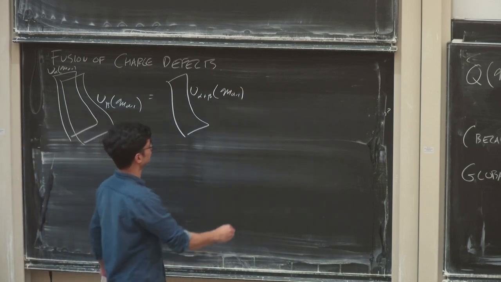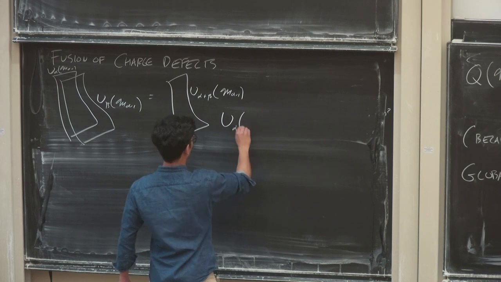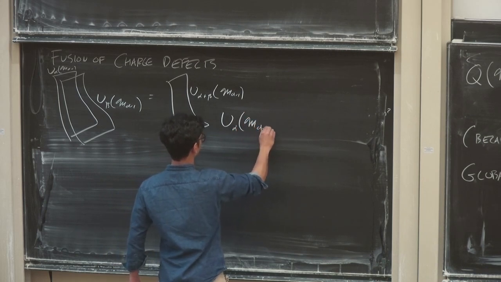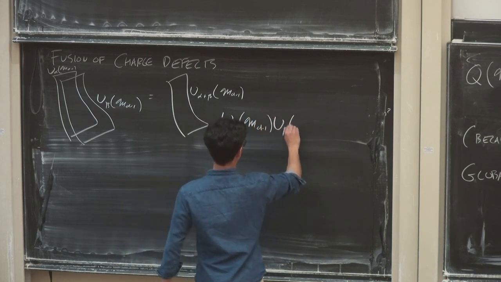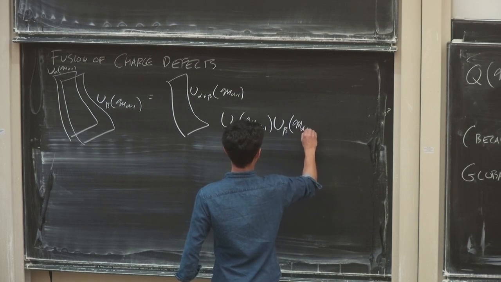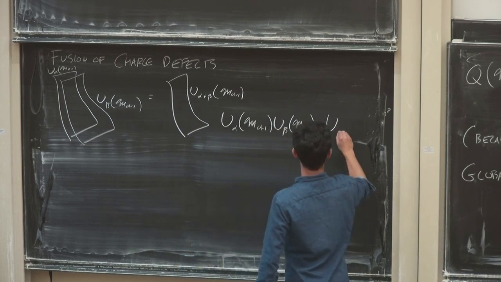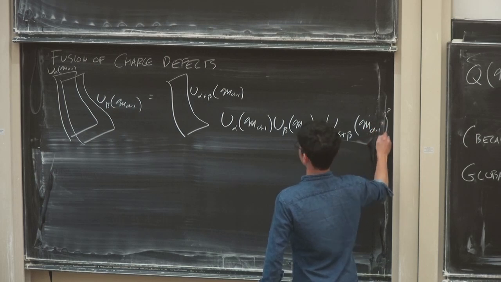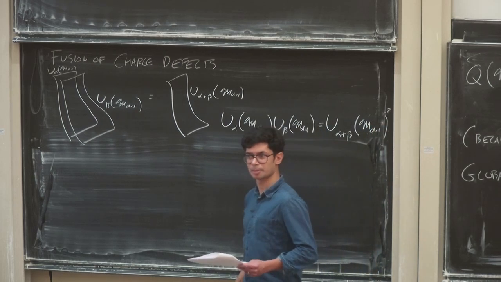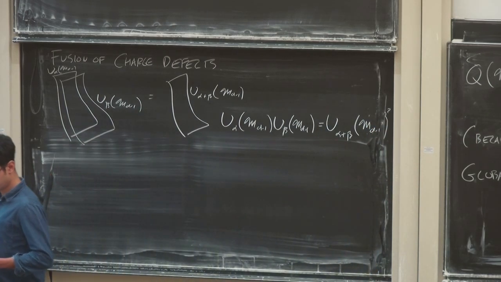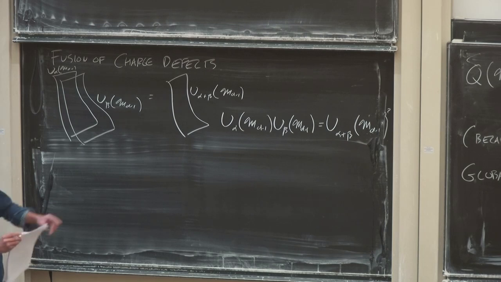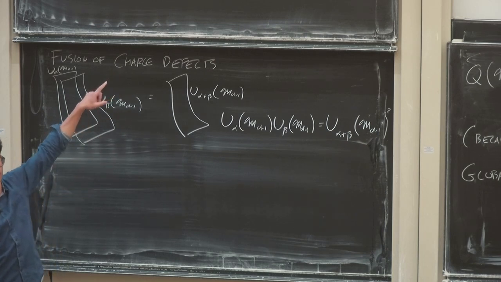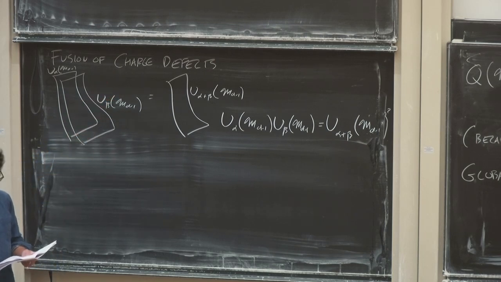Okay? In other words, from the point of view of fusion, this equals U_{alpha plus beta} of M^{d-1}. Okay? And that is clearly consistent with that transformation law, and is just generally what happens. Okay?